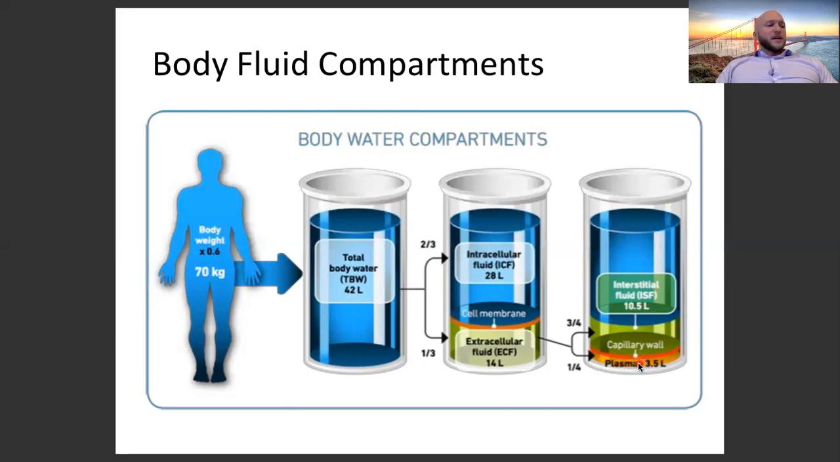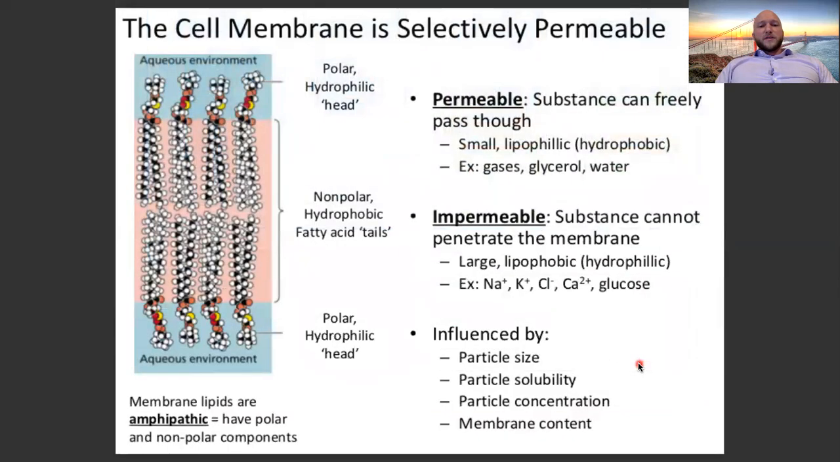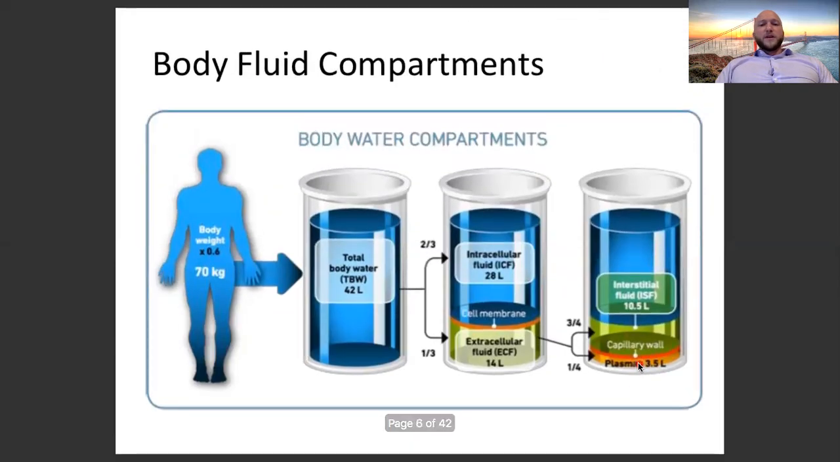Transcellular fluid is cerebral spinal fluid, so CSF. It's intraocular fluid, so fluid within our eyes, and also synovial fluid. Synovial fluid is fluid within our joints, within certain types of joints. So we have total body water, about 42 liters.